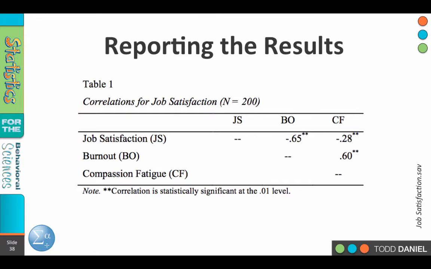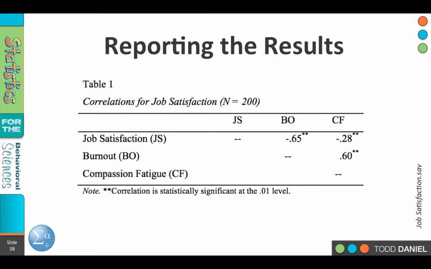On the diagonals, where each variable correlates with itself, I put in 2 dashes, or I could have left them blank. Sometimes I've seen people put in the 1s, but I don't recommend doing that. Either leave it blank or put in the dashes. In the upper left, we see the 3 correlations, each of them followed by 2 asterisks. The 2 asterisks mean, and we can tell this from the note at the bottom of the table, that that correlation is statistically significant at the 0.01 level.